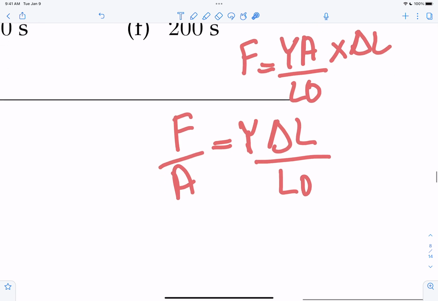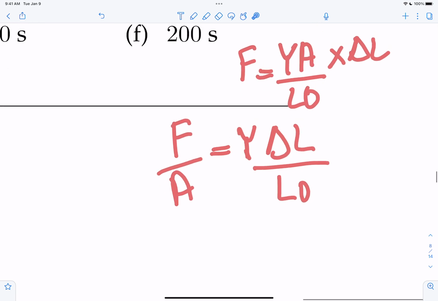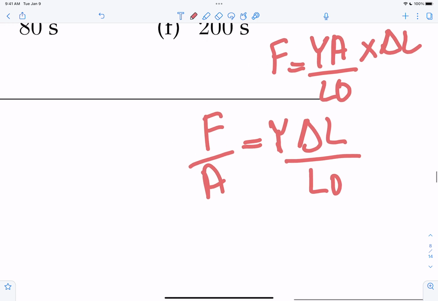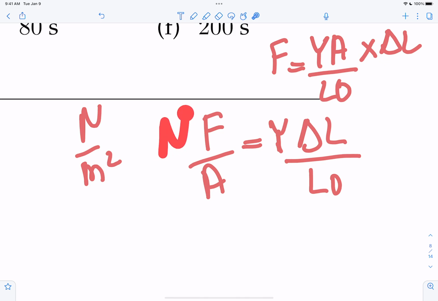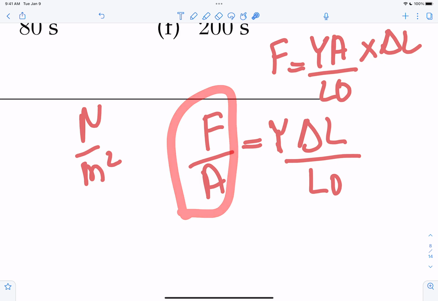Stress, you can think about pressure. Like if you're under stress, you're under a lot of pressure. And the units for pressure are pascals or newtons per meter squared. So this force is newtons, area is in square meters, so this is newtons per meter squared. This is pressure. Think about stress: if you're under a lot of stress, you're under a lot of pressure.